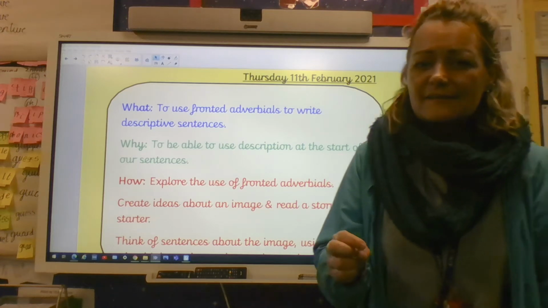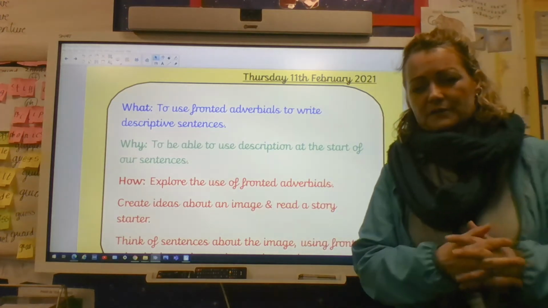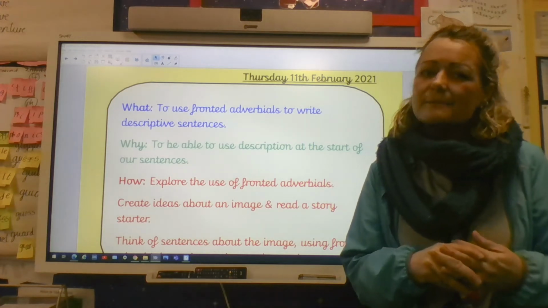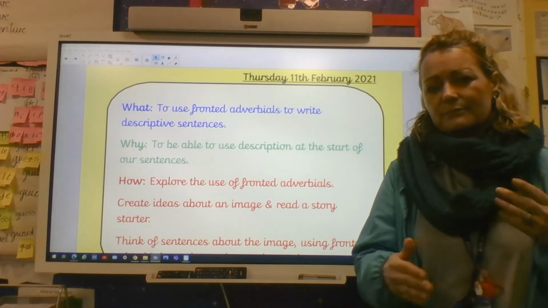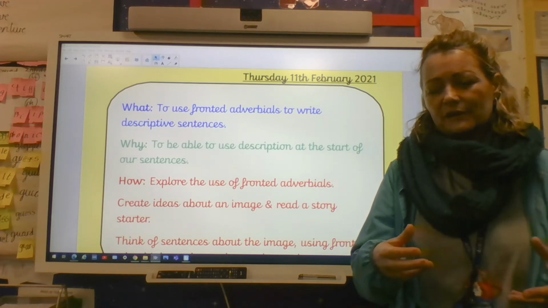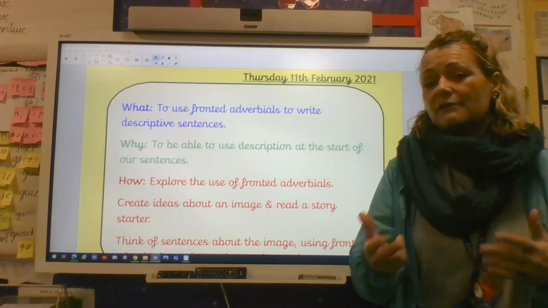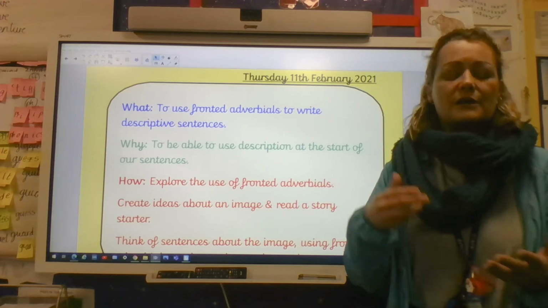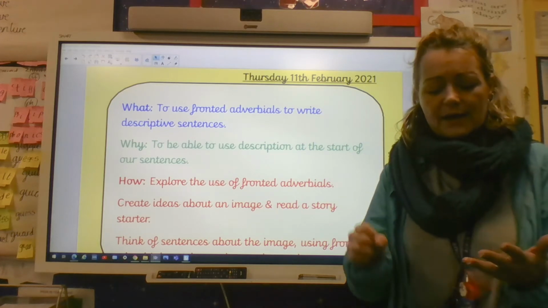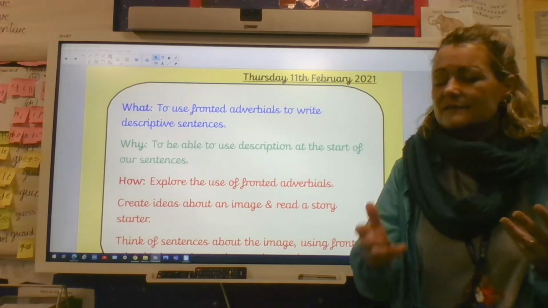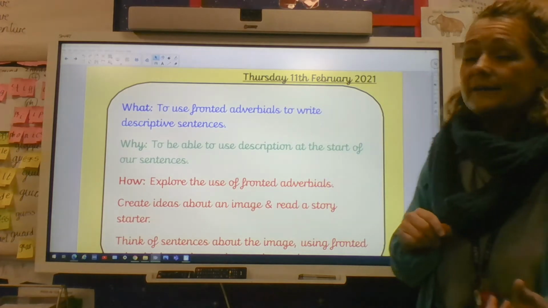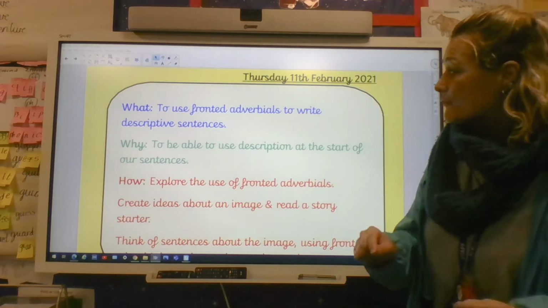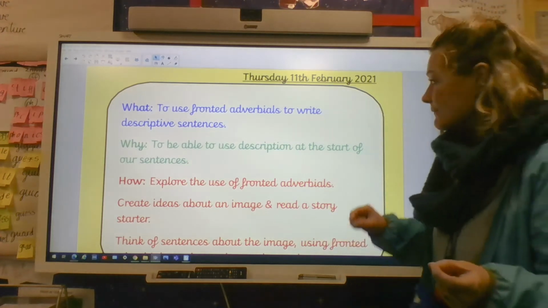So today's lesson we're going to focus on fronted adverbials. One of my absolute favourites, because if you can put this in your writing, it can break up a paragraph of text and you can use it really creatively to get the flow of your work and to vary your sentences. So we're going to look at fronted adverbials to write our descriptive sentences. Before we do that, we need to know a little bit more about fronted adverbials.